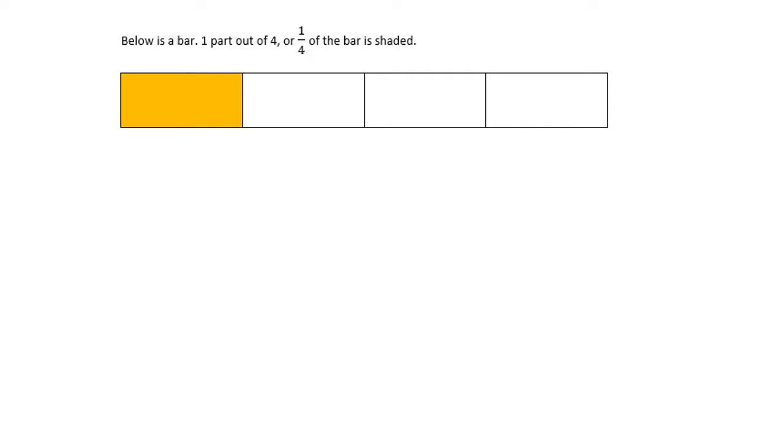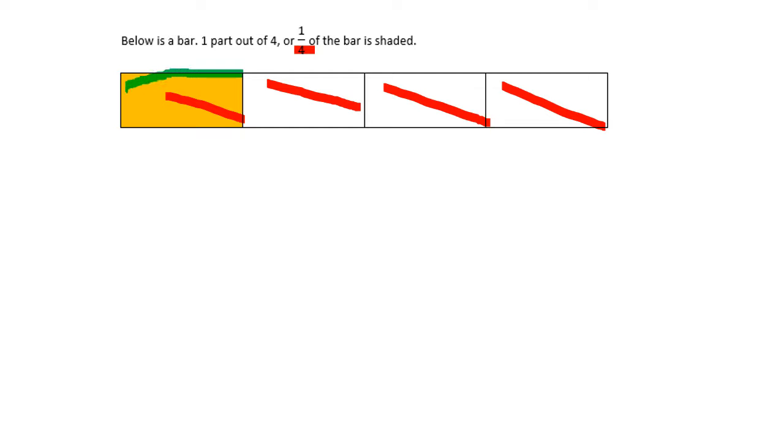Below is a bar. 1 part out of 4, or 1/4, of the bar is shaded. So if I get my highlighter, I've got 1, 2, 3, 4 parts all together. That's my denominator, okay? And only 1 part has been shaded, okay? That's my numerator, okay?